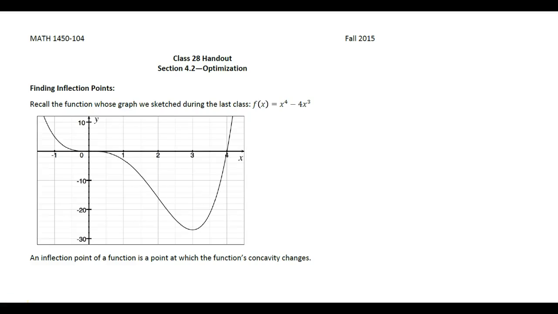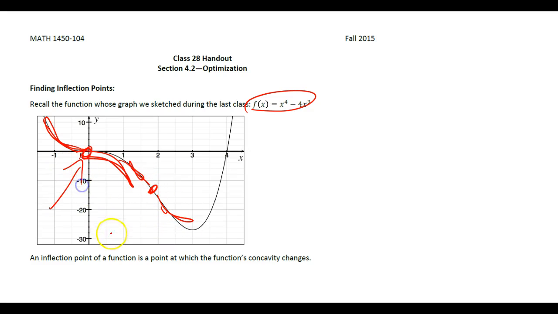Okay, today we're going to talk about optimization, and this actually is 4.2, so it goes before the 4.3 video that I made. So he shows you a function that you graphed in class, and he says, how are we going to find the inflection point? So an inflection point on the graph is a point where its concavity changes, so from concave up to concave down, okay? Concave down to concave up, so somewhere in here.